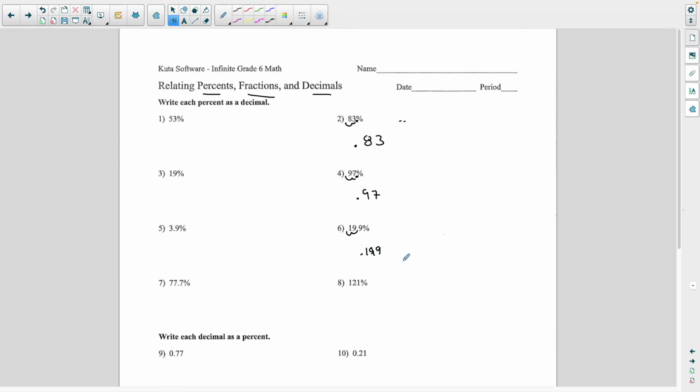Now, it does look a little bit different when we have something over 100%. Because when we move the decimal over twice, we actually get 1.21.